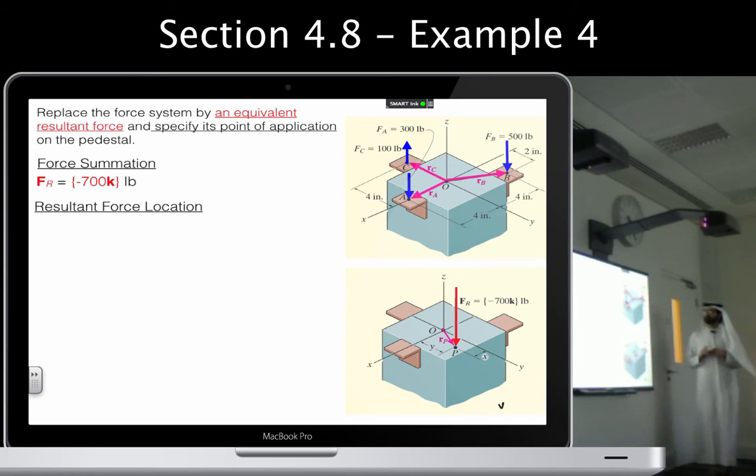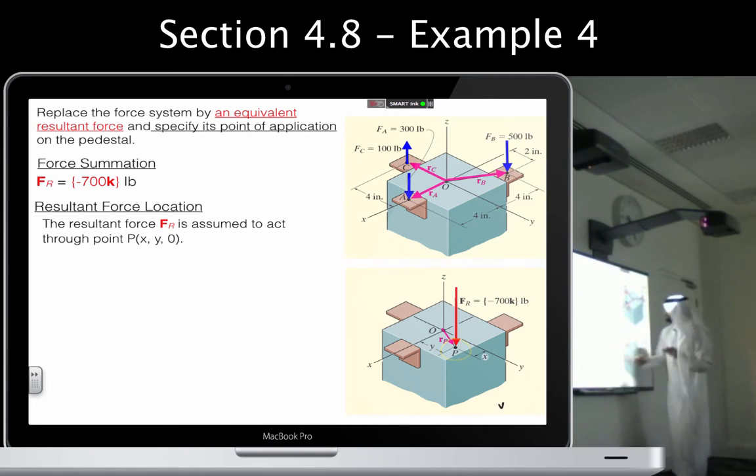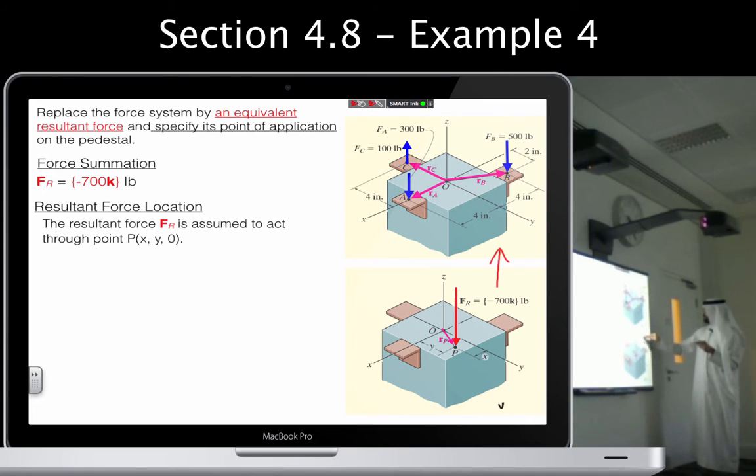Now we need the location of point P. So what do we do? You have a guess? Yeah, a moment equation, right? So you need a moment equation because this system at the top is equivalent to this system at the bottom.